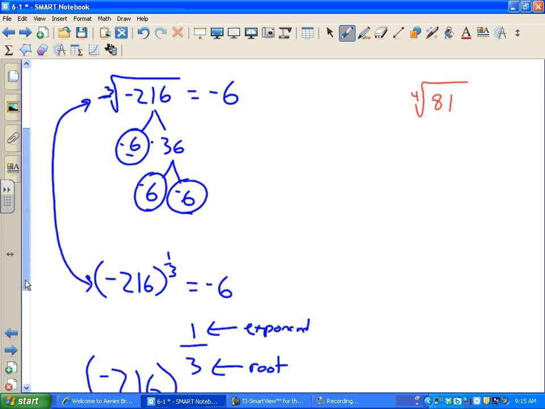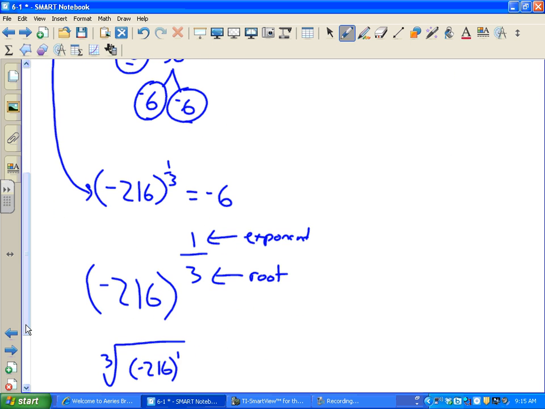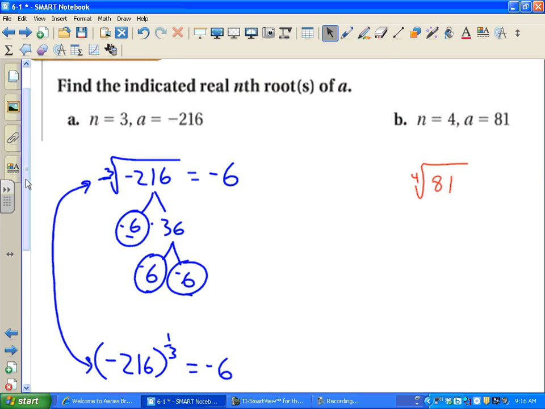Okay? So fractional exponents, the bottom, the denominator part of the fractional exponent is the thing that you're rooting by. The top part will be an exponent, and that'll come into play in just a little bit. I think the basics here is pretty straightforward, though. Just the cube root of negative 216 is negative 6. Let's go ahead and move over to letter B.